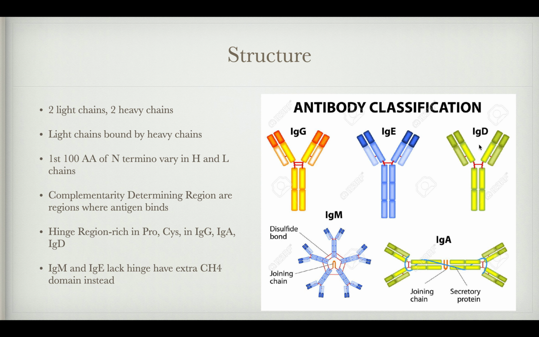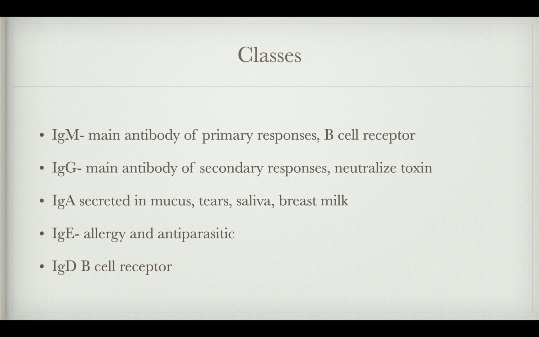And that is rich in proline and cysteine in immunoglobulin G, A, and D. IgM and IgE lack the hinge, but they have extra CH4 domains instead. So these are the classes we should know.